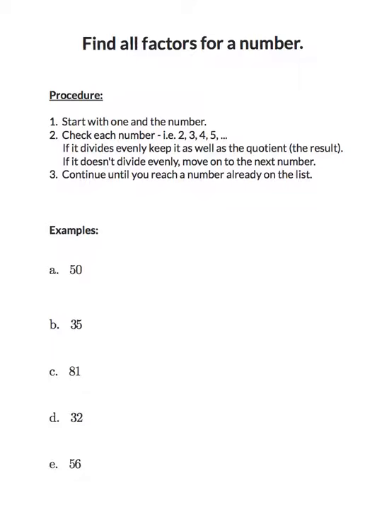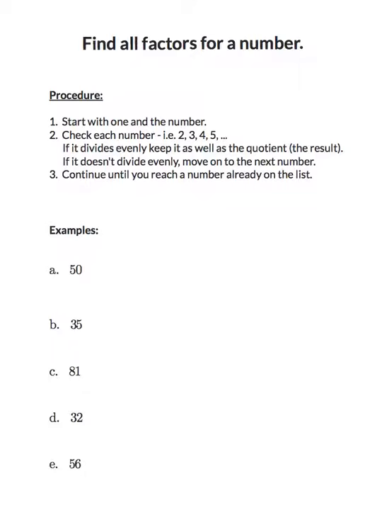When it comes to problems involving factors, we have two different methods that we can use. The first one is finding all factors for a number. So to do this, we want to start with 1 and the number, and from there we want to check each number, 2, 3, 4, 5, etc. If it divides evenly, we want to keep it, as well as the quotient or the result. If it doesn't divide evenly, move on to the next number. You will continue this process until you reach a number that is already on the list. So let's look at some examples.